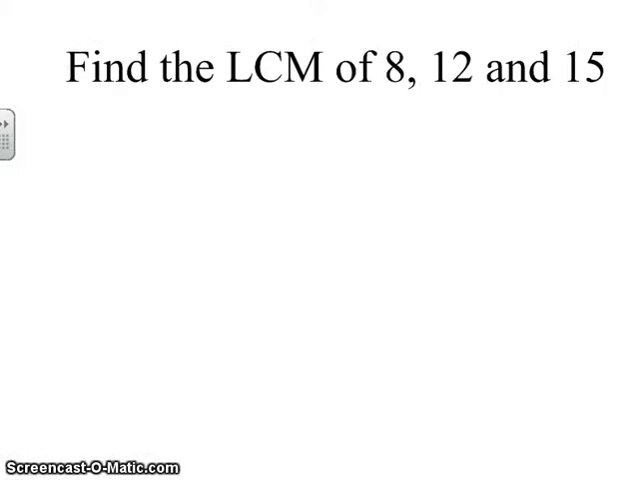Okay, last LCM problem to try on your own. This time, if you want to use prime factorizations, go for it. Or if you want to list them all out, you can do that too. Go ahead and press pause right now, and when you're ready for the answer, press play.